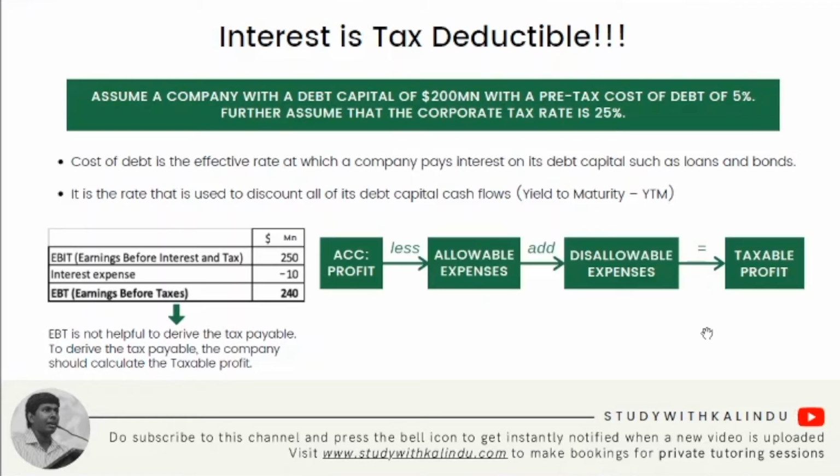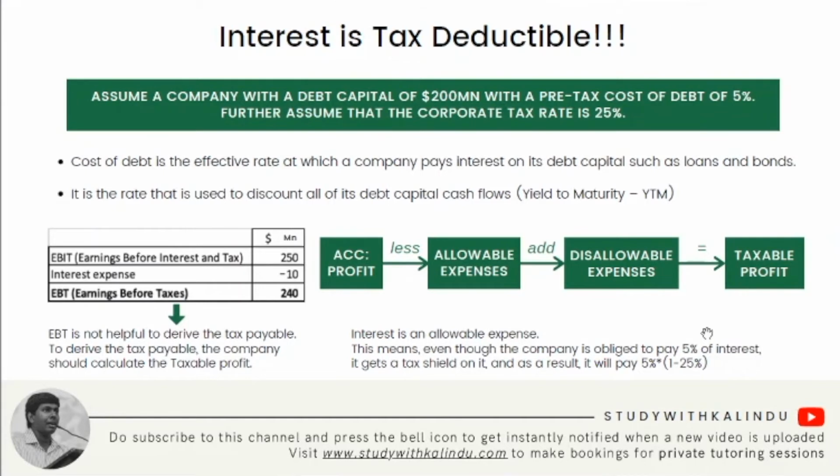So you can always show it as a formula. You take the accounting profit, deduct the allowable expenses, add the disallowable expenses, and you have the taxable profit at hand. Onto this taxable profit, you apply the tax rate and calculate the tax the company needs to pay. Interest is an allowable expense. This is where the tax deductible story happens.